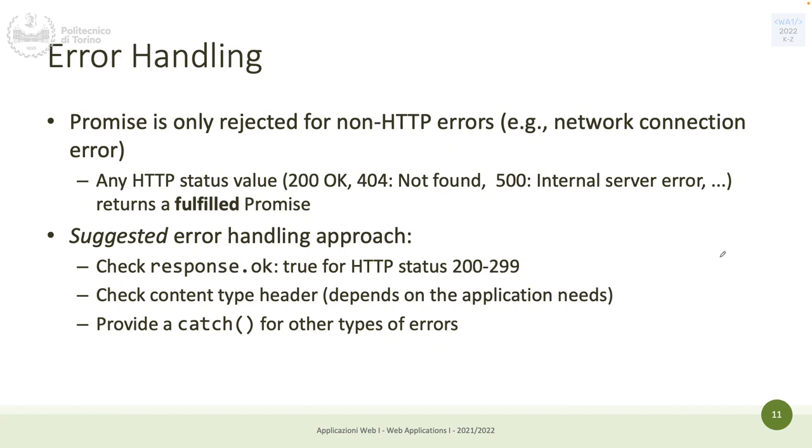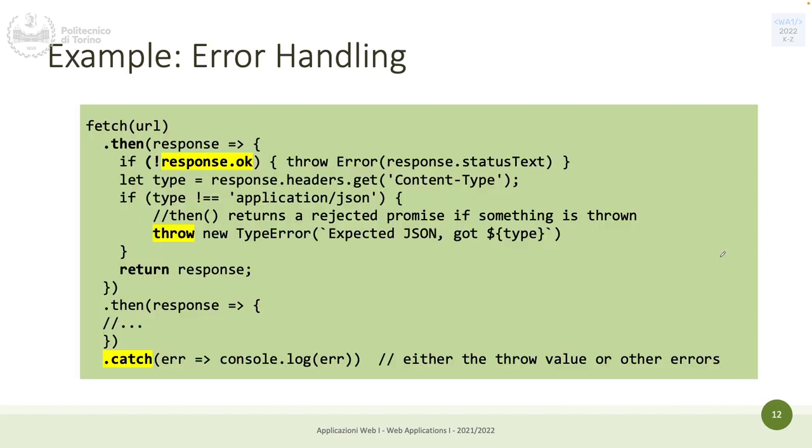And so we can maybe access the status text, and see which is the specific error and how to handle it. But we need to do it manually, because again, the promise is just rejected when we have a non-HTTP error, typically a network error. So here there is, for instance, an example of how to handle the error. If response.ok, else, something else.